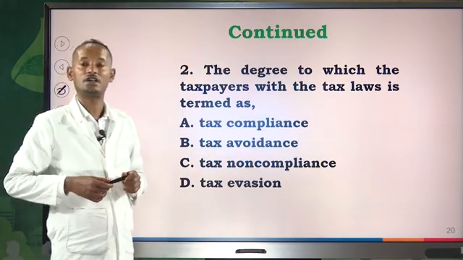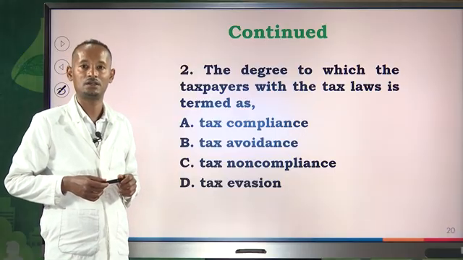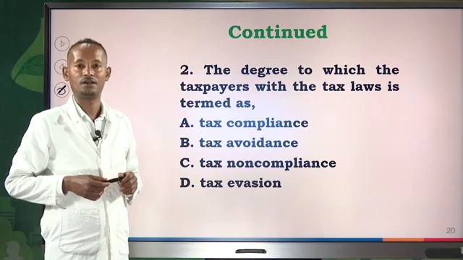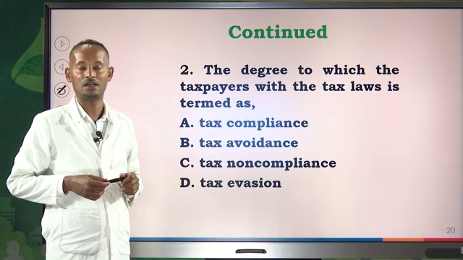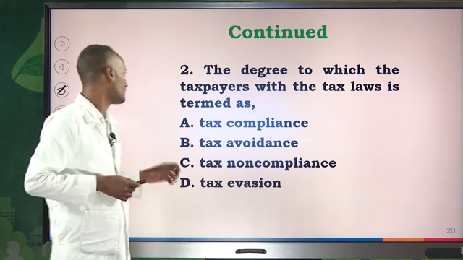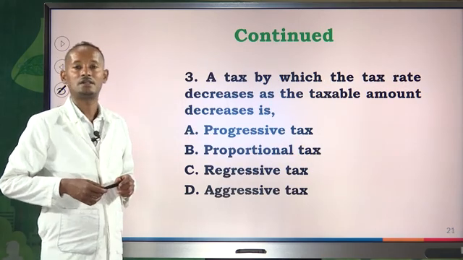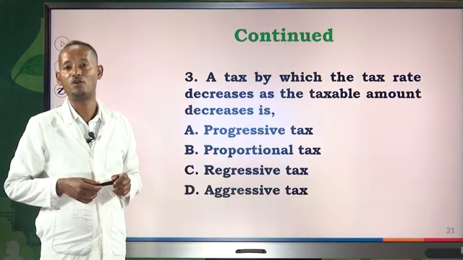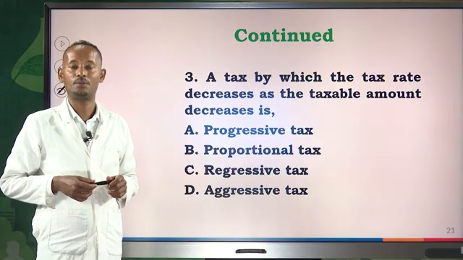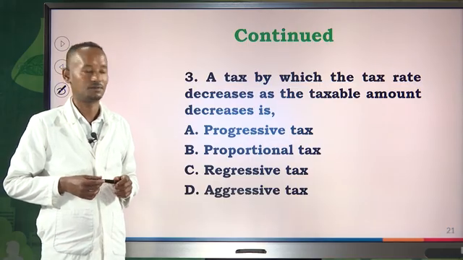The second question: the degree to which the taxpayers comply with the tax laws is termed as A, tax compliance, B, tax avoidance, C, tax non-compliance, D, tax evasion. The third question: a tax by which the tax rate decreases as the taxable amount decreases is A, progressive tax, B, proportional tax, C, regressive tax, D, aggressive tax.